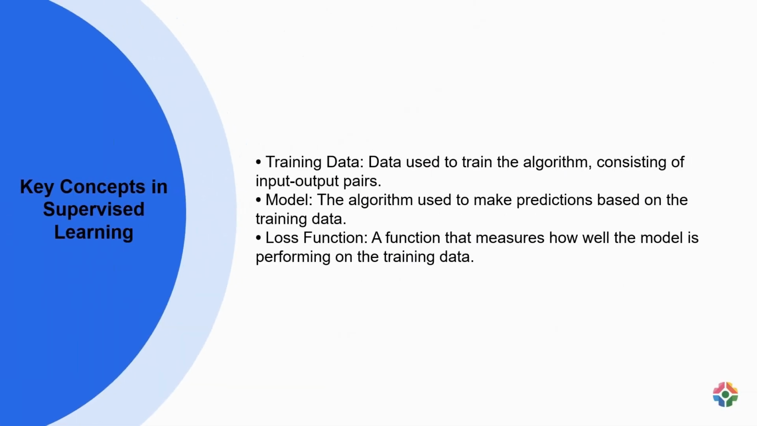In machine learning, training data is utilized to train the model by providing input-output pairs. The model is the algorithm responsible for making predictions based on the training data. To gauge the model's performance, a loss function is employed, measuring how well the model predicts the outcomes from the training data. For instance, in image recognition, training data could be a dataset of images labeled with corresponding objects. The model could be a neural network, and the loss function would quantify the disparity between the predicted object and the actual object in the training data. This process aids in refining the model's predictive capabilities.